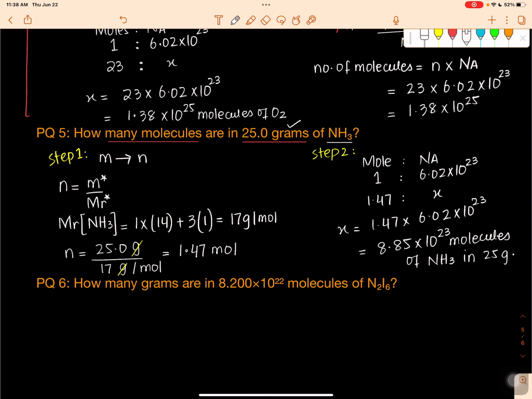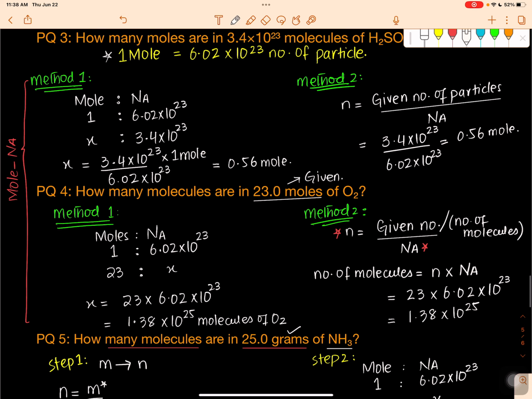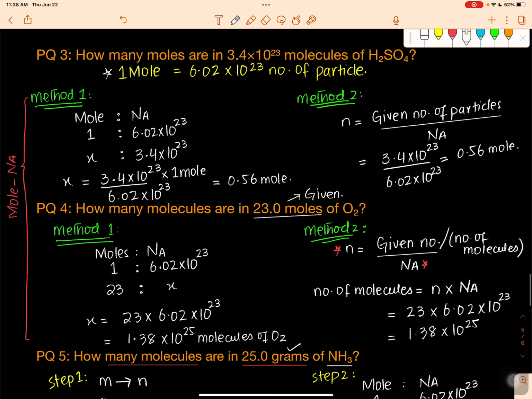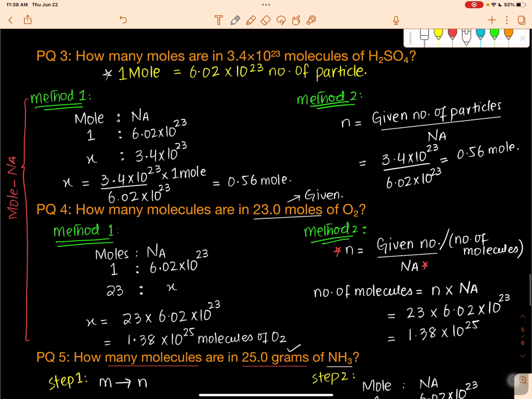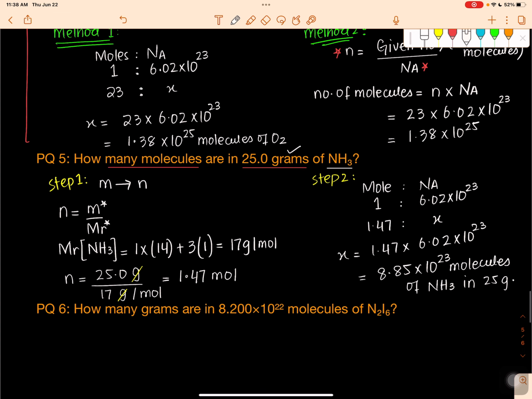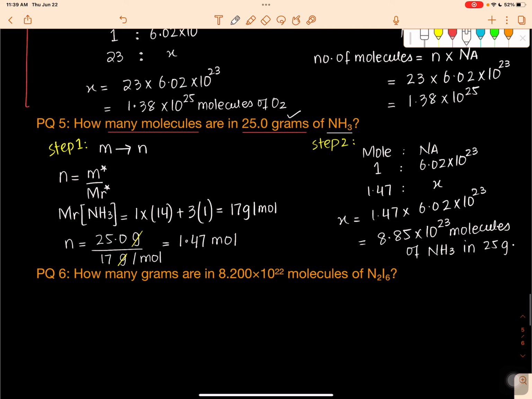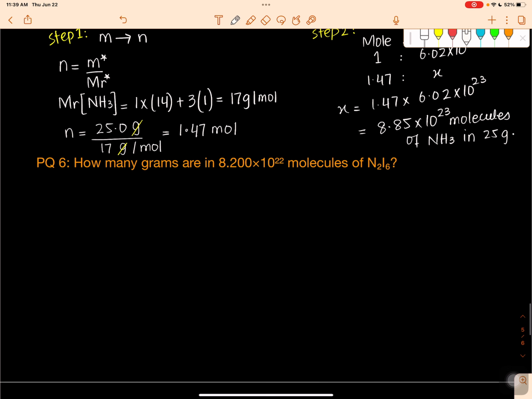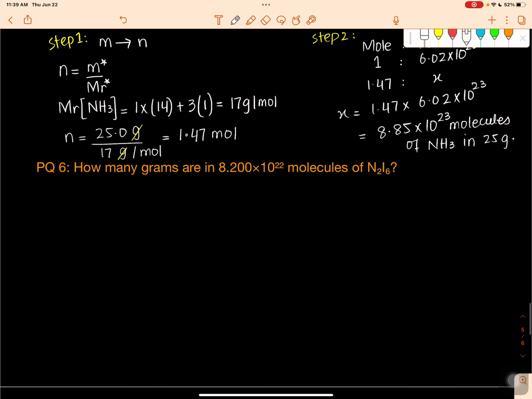You see, before that we had practice questions based on a single-step calculation, and in this problem we have calculations in 2 steps. Okay, let's do another practice question. How many grams are in 8.200 cross 10 power 23 molecules of sodium iodide? Sorry, nitrogen iodide. So now we are going to find out the grams.